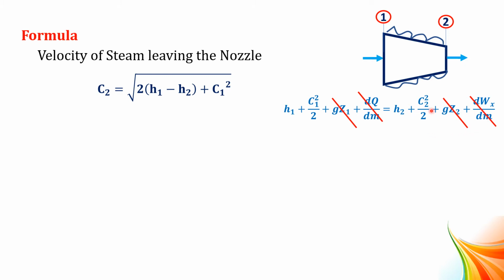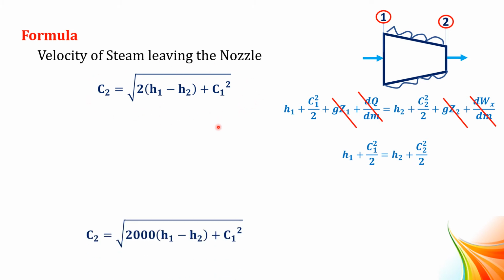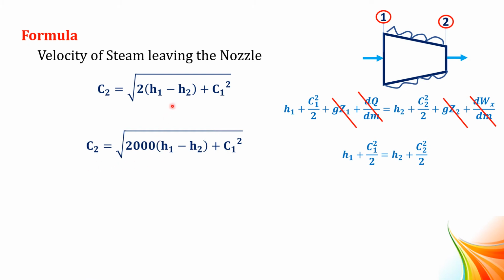So after neglecting all these terms, the equation is reduced to H1 plus C1 square by 2 equal to H2 plus C2 square by 2. From this equation, we have obtained this velocity equation. Now, this equation can be rewritten as C2 equal to square root of 2000 into (H1 minus H2) plus C1 square. Here we have to multiply the H1 minus H2 value by 1000.